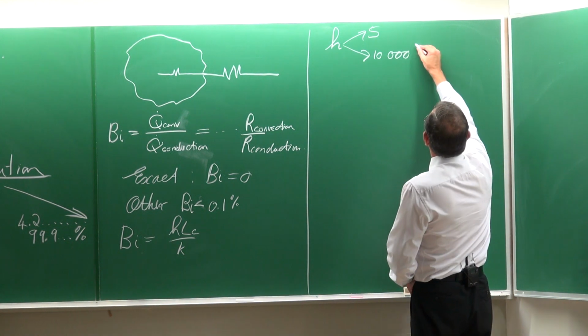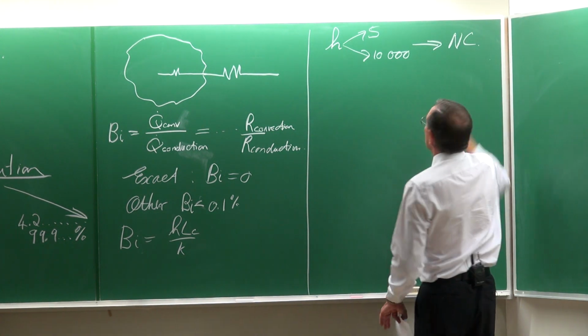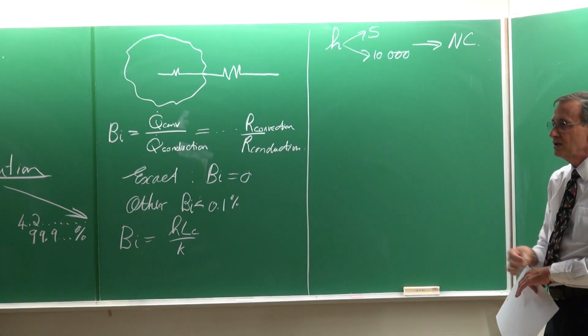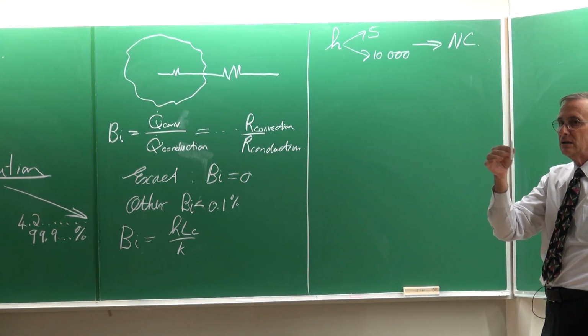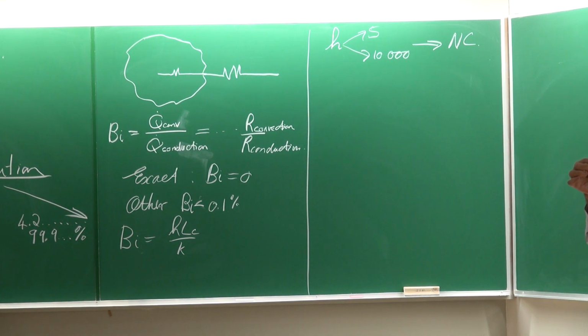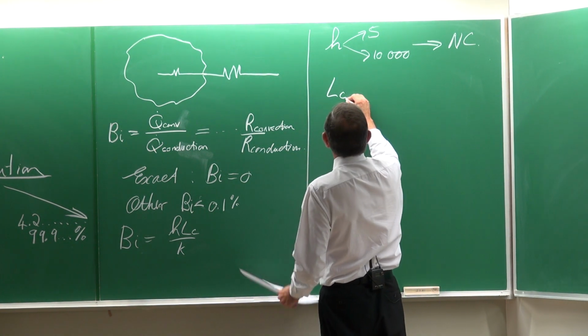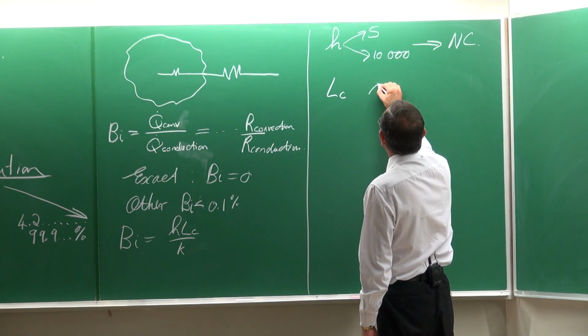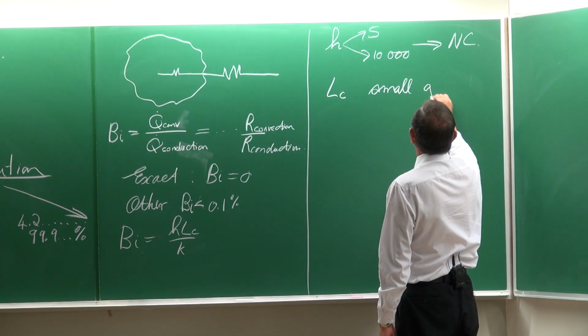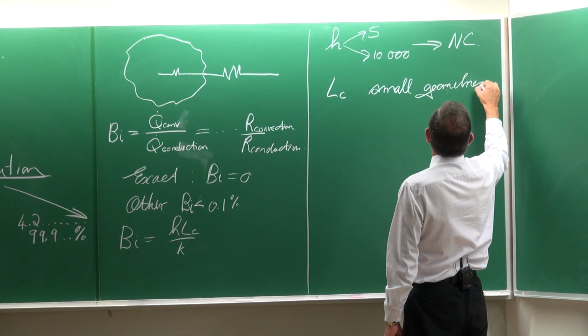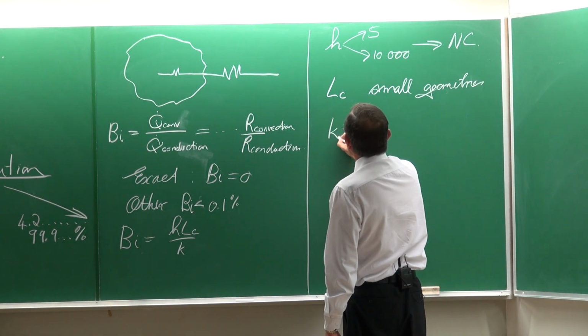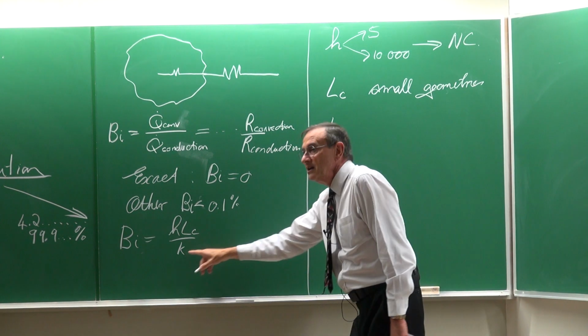So in general, it is applications where we have natural convection. Natural convection: I heat this piece of chalk and I wait for it to cool down, and the flow around it only occurs because of the density differences. So that's the one reason. The other reason is when the characteristic length is small, so small geometries. And then the last one is when the thermal conductivity k is very high.